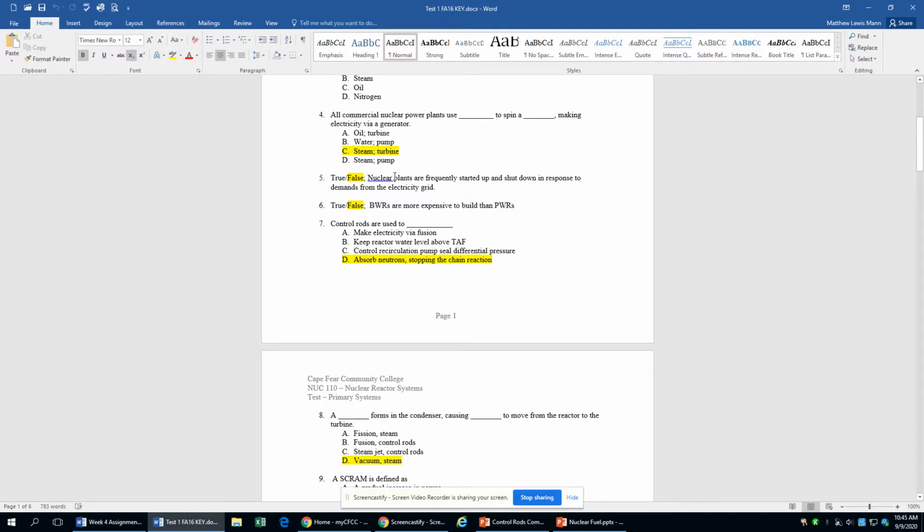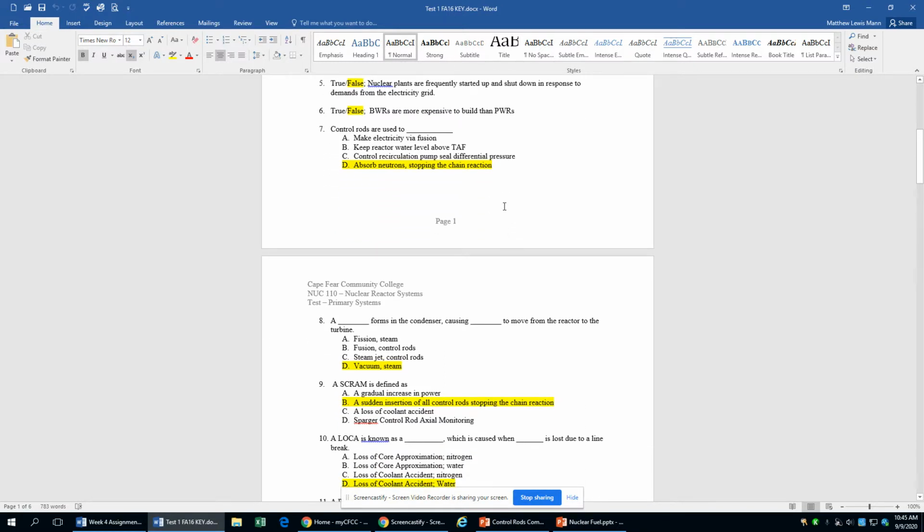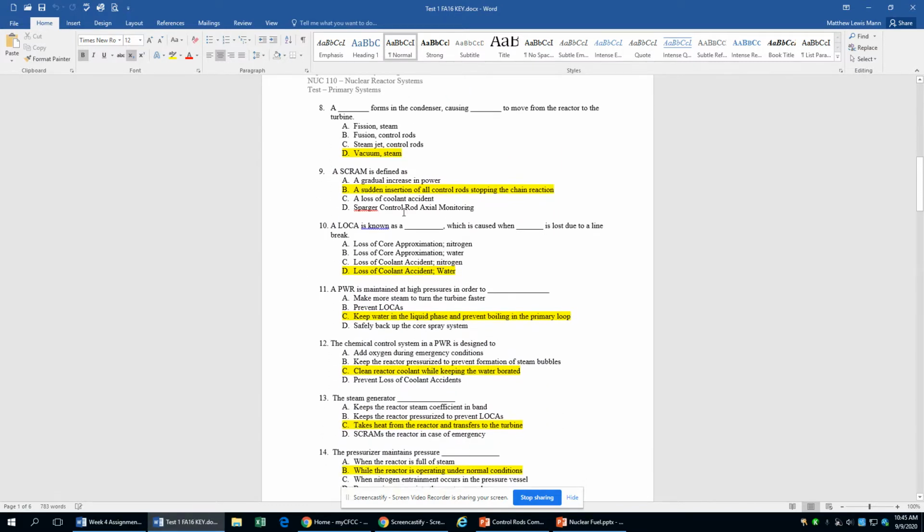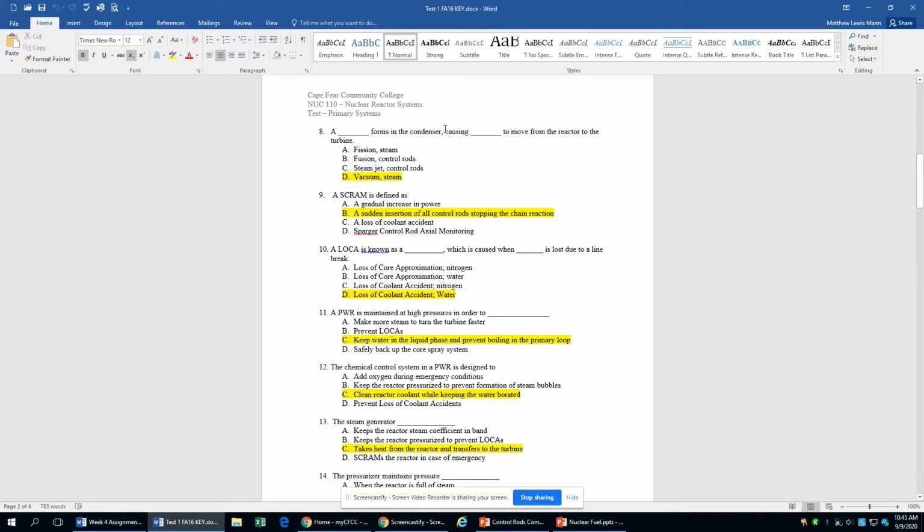Nuclear plants do not start up and shut down frequently, and they are not more expensive, right? PWRs have extra parts, so they are more expensive. Control rods absorb neutrons, and that's what's going to stop the chain reaction. Now, this one, there's 2 questions about this, and it's something that I've not covered in great detail. A vacuum forms in the condenser, causing steam to move from the reactor to the turbine.